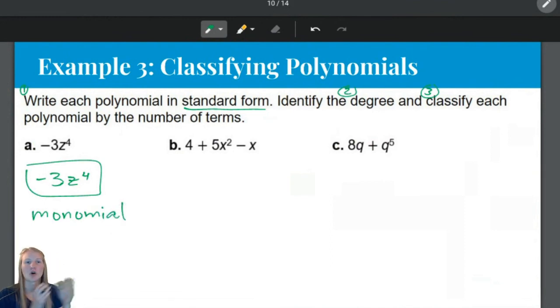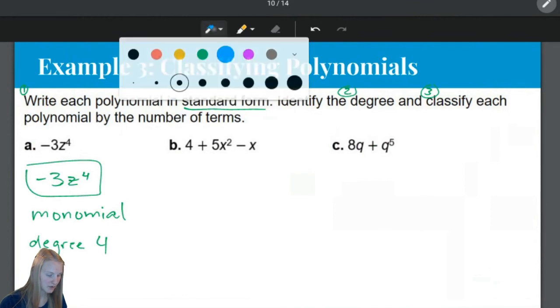Monomials are already in standard form because there's only one term. Okay, but now we need to identify the degree. And remember, we did this in our first example, finding the degree of monomials. This is just the biggest exponent. So that is 4, because we have z to the 4th.